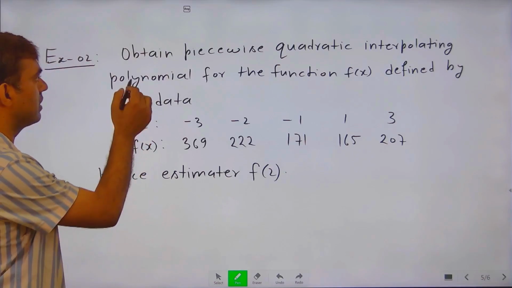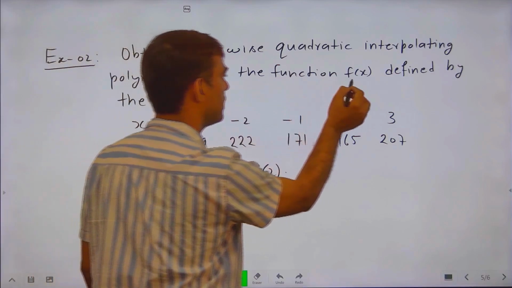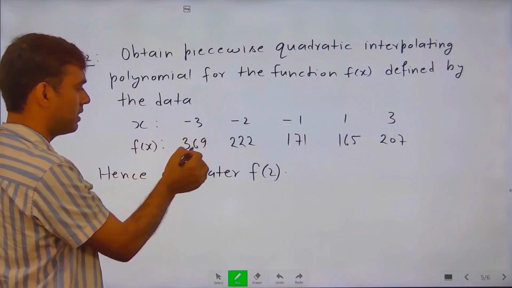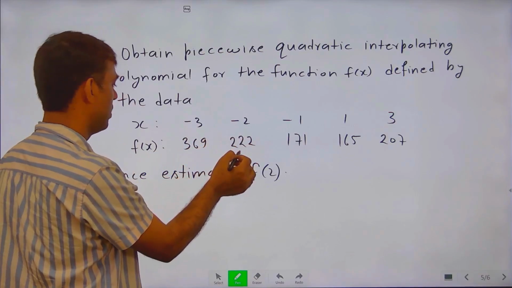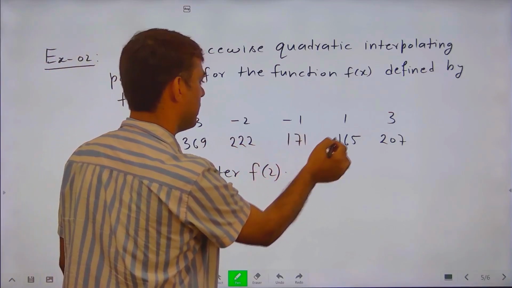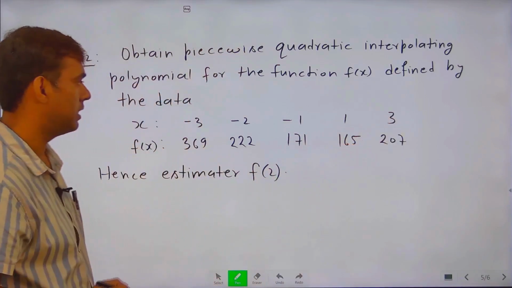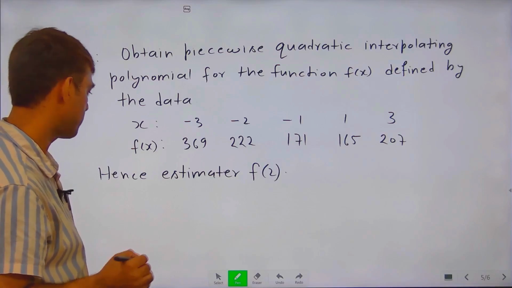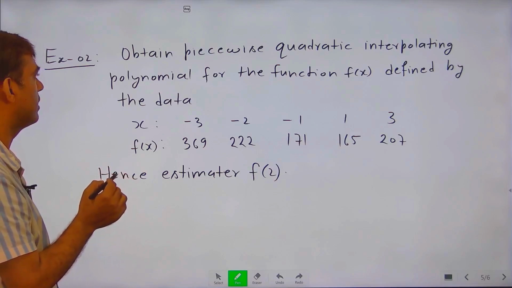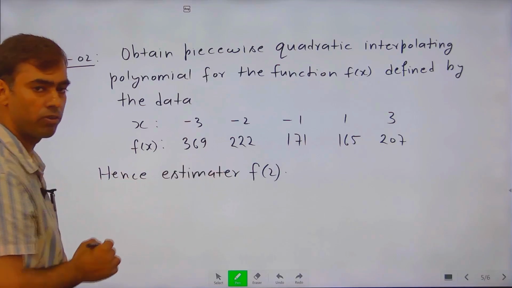What is the problem? The problem is to obtain the piecewise quadratic interpolating polynomial for the function f(x) defined by the data: at x equal to minus 3, f(x) is 369; at x equal to minus 2, f(x) is 222; at x equal to minus 1, 171; at x equal to 1, 165; at x equal to 3, 207. After finding the piecewise quadratic interpolating polynomial, estimate the value of f(2).